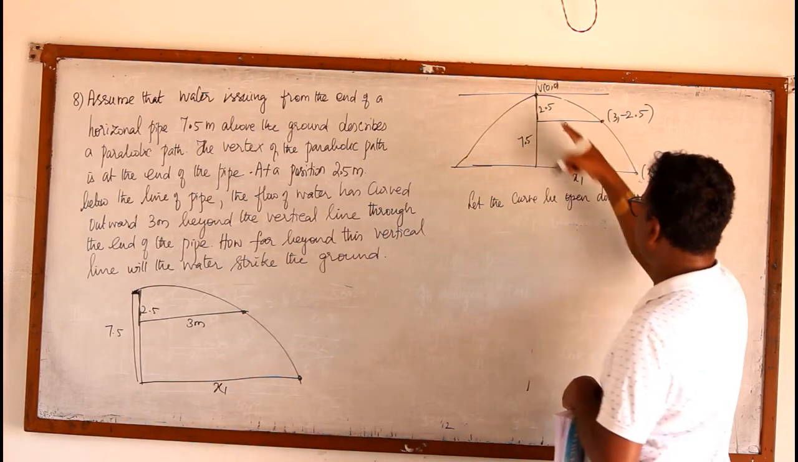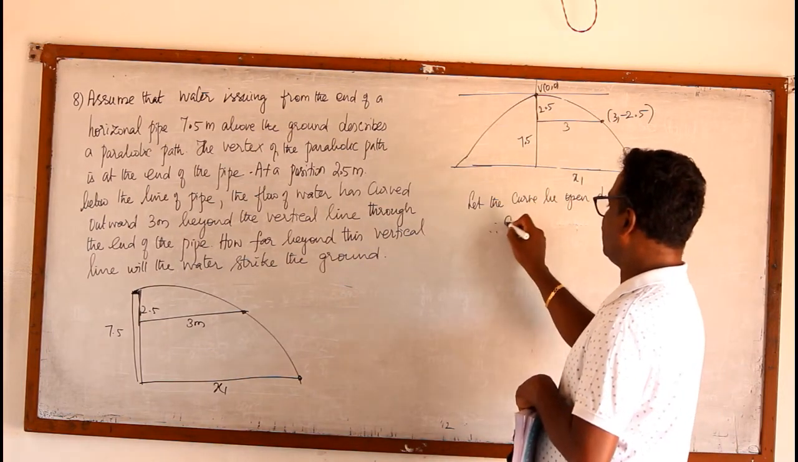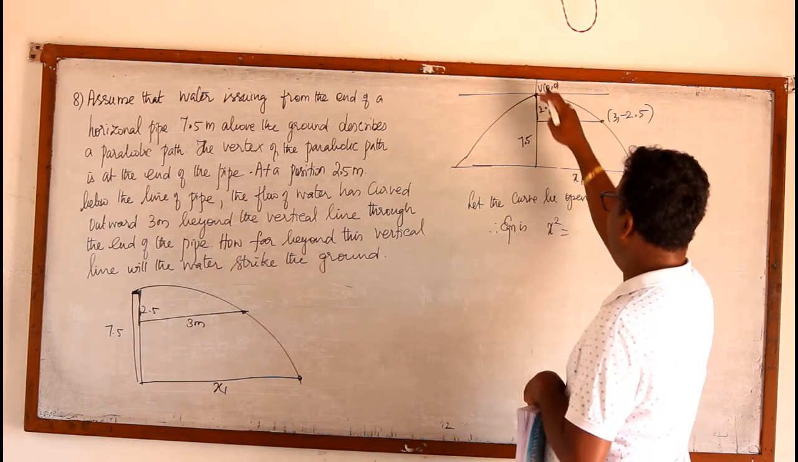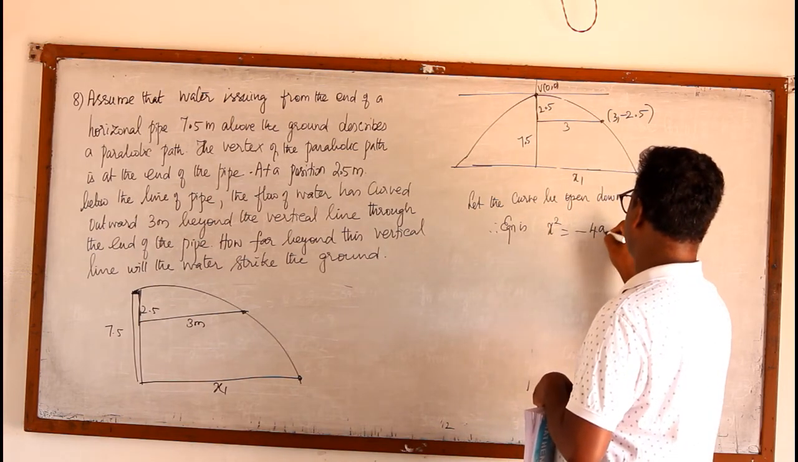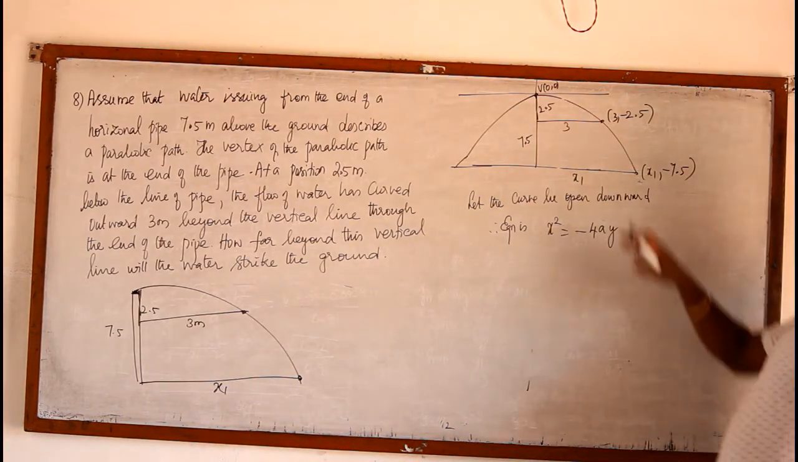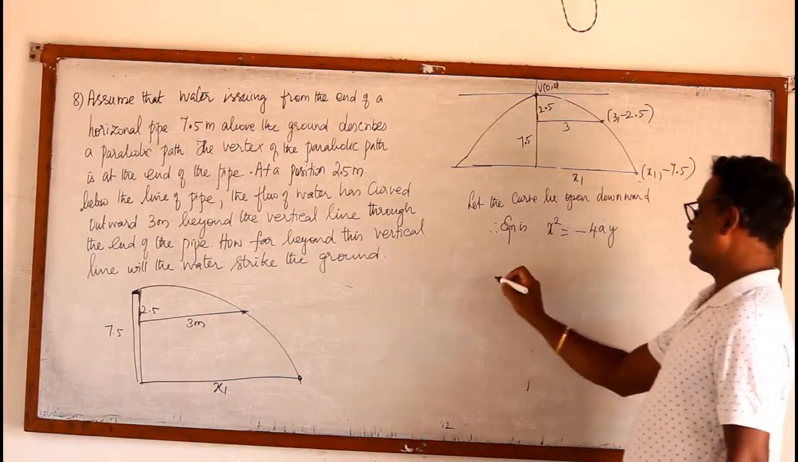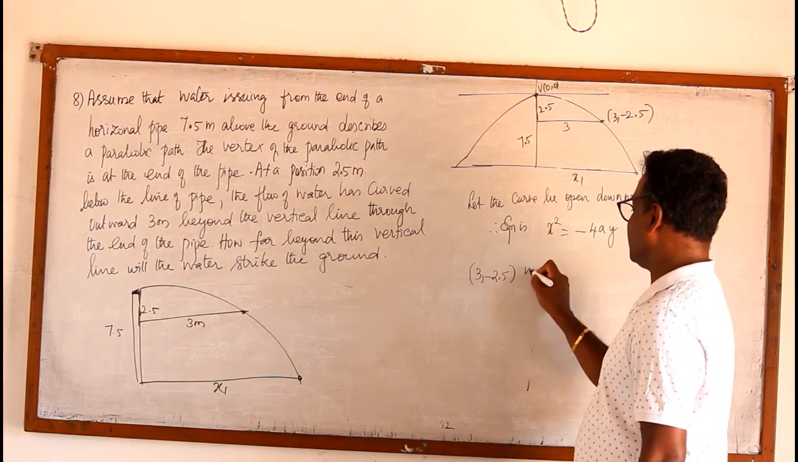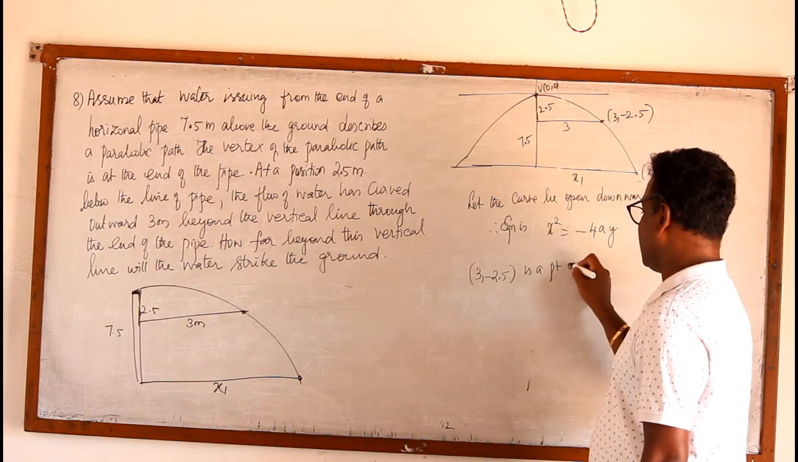So it is symmetric about the y-axis. Therefore the equation is x square but downward, so minus 4ay. So this is the equation of the parabola. Now this is the known point. So let me take the known points. Now (3, -2.5) is a point on the curve.